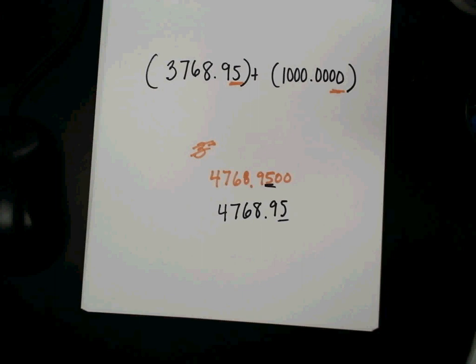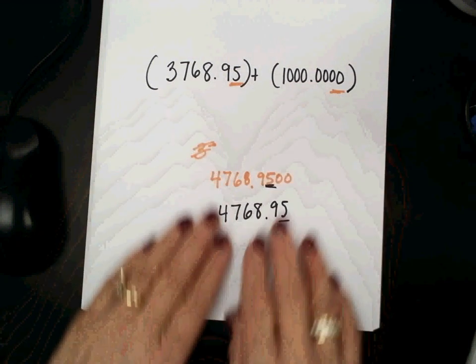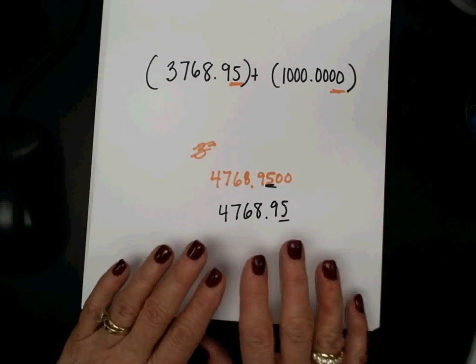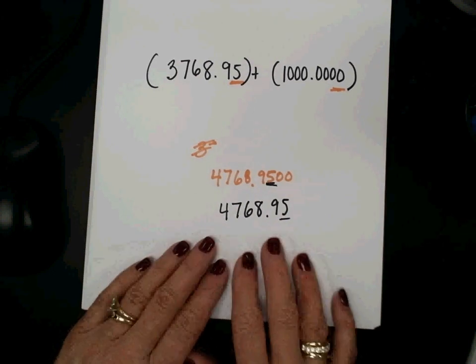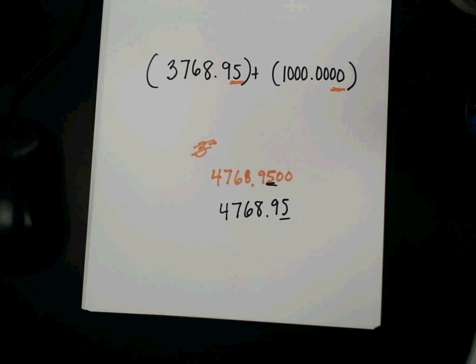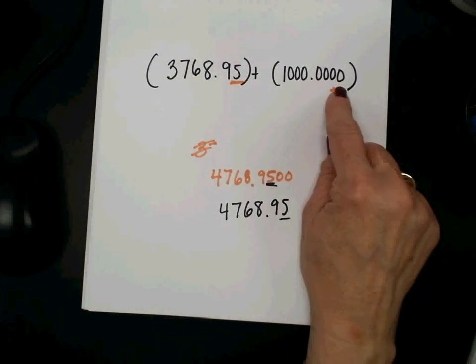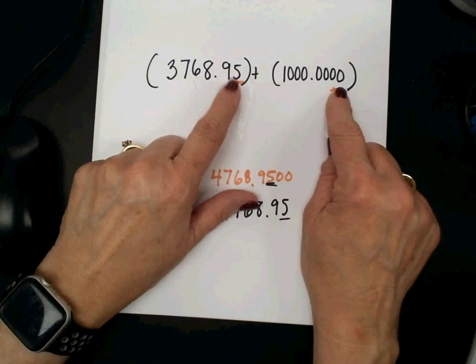No, because you're not worrying about how many sig figs you have. You're worrying about placeholders. You're in addition. Your last placeholder can't go any farther than your largest last placeholder. This one ended at the hundredths. This one ended at the 10,000ths. Everybody see that? I can't go any farther than the one that's the biggest.